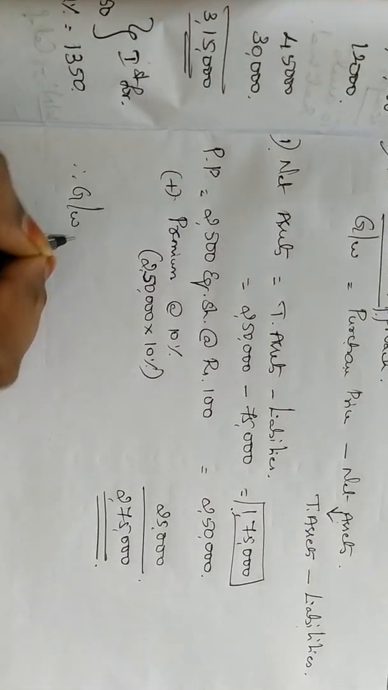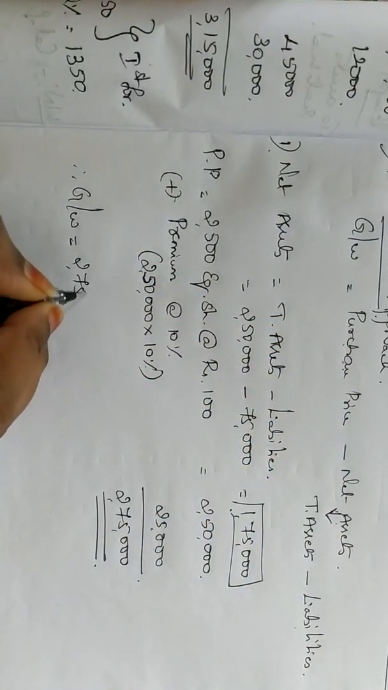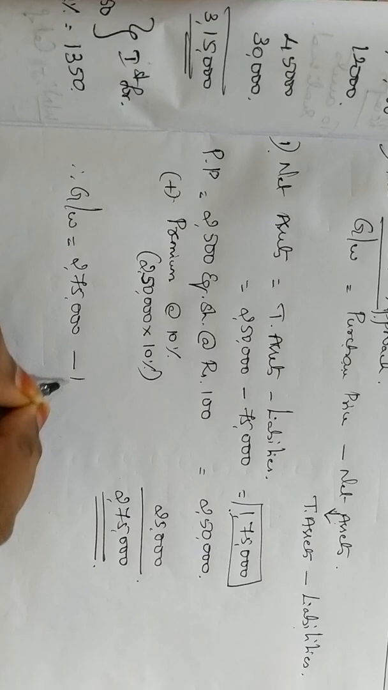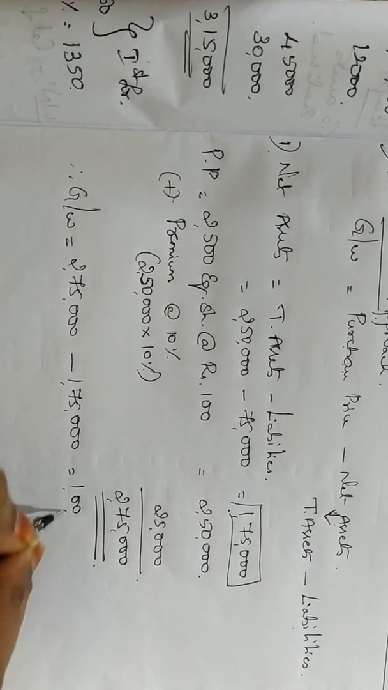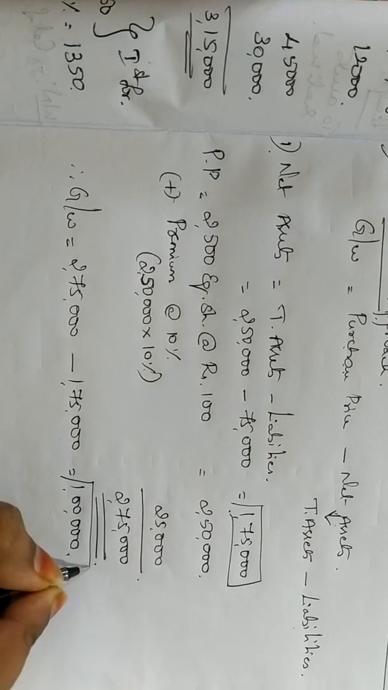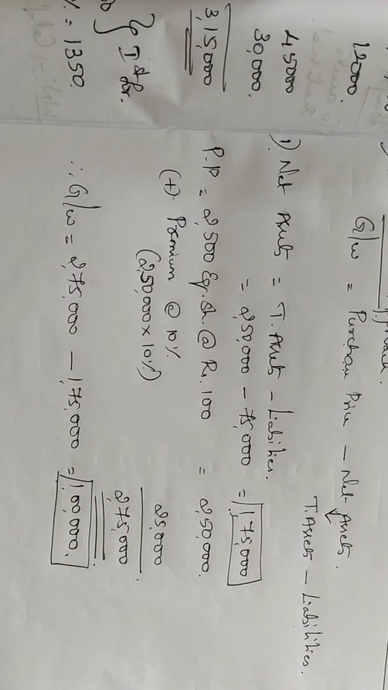Therefore, how will you calculate your goodwill? Purchase price minus net assets. So 2,75,000 minus 1,75,000. My goodwill is 1 lakh. Okay, so this is very simple net asset. They will not tell you to use the net asset approach. You should read the question and see which approach is being asked in the problem.